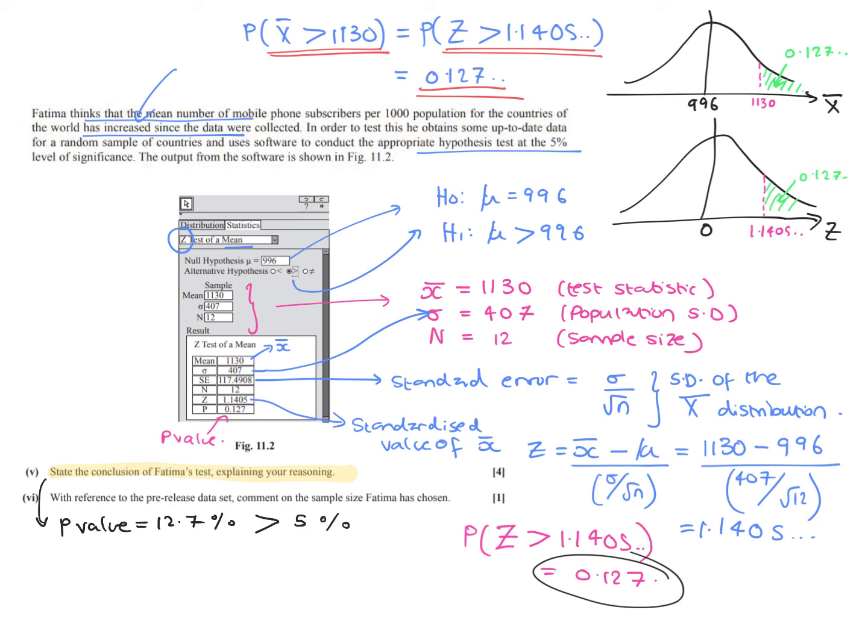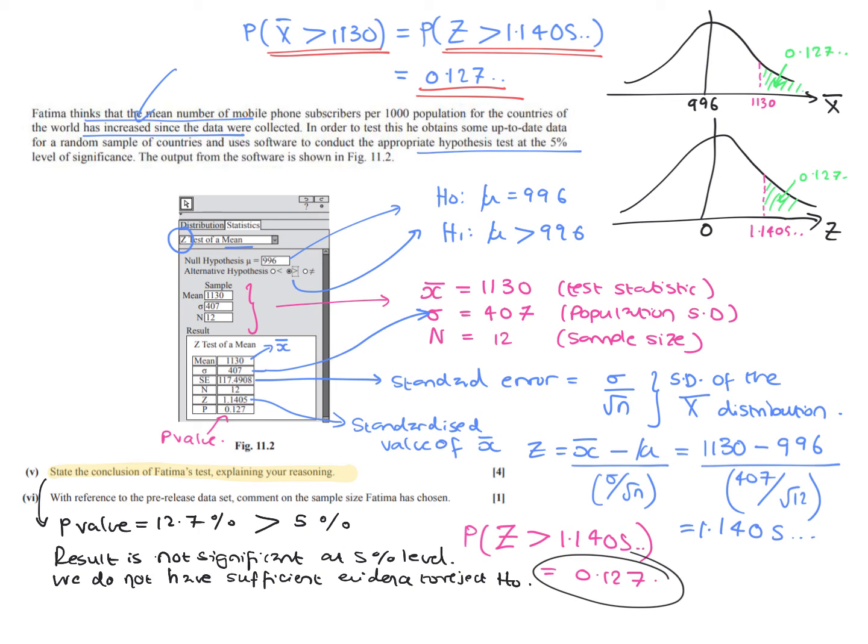So the p-value is equal to 12.7% if we compare it to a percentage, which is greater than 5%. It's also greater than 10%, which means that the result is not significant at the 5% level. It wouldn't be significant at the 10% level either. We do not have sufficient evidence to reject H0. And then our third comment needs to be in context. We do not have evidence to suggest that the number of subscribers, the average number of subscribers, has increased.